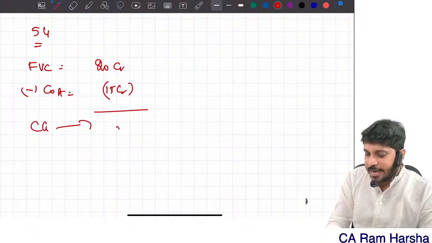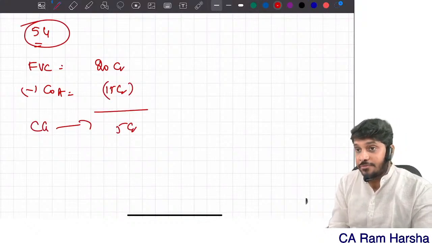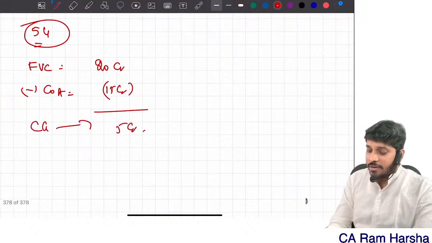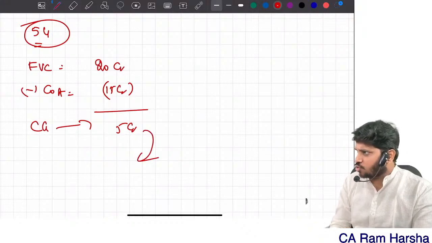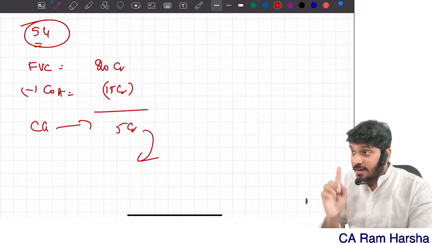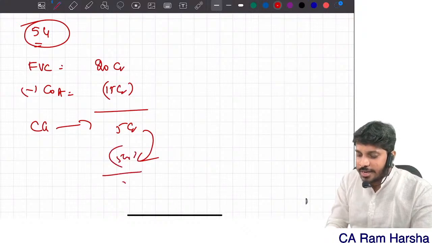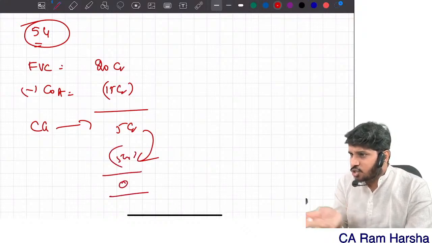My capital gain is what? 5 crore. Under 54, I should buy another house, right? If I invest 5 crore in another house, one house only, because it is more than 2 crore, the entire 5 crore I can claim as exemption, right? How much I should invest to get 5 crore exemption?